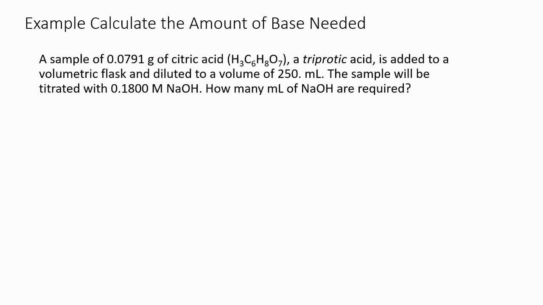All right, so this one we have 0.0791 grams of citric acid, and it tells us that it's a triprotic acid. What does triprotic mean? It can give away 3 protons. So if we look here, in the front of citric acid, we have 3 protons. I just kind of crossed it out. So we get 3 protons. Triprotic, 3 protons. It's added to a volumetric flask and diluted to a volume of 250 milliliters.